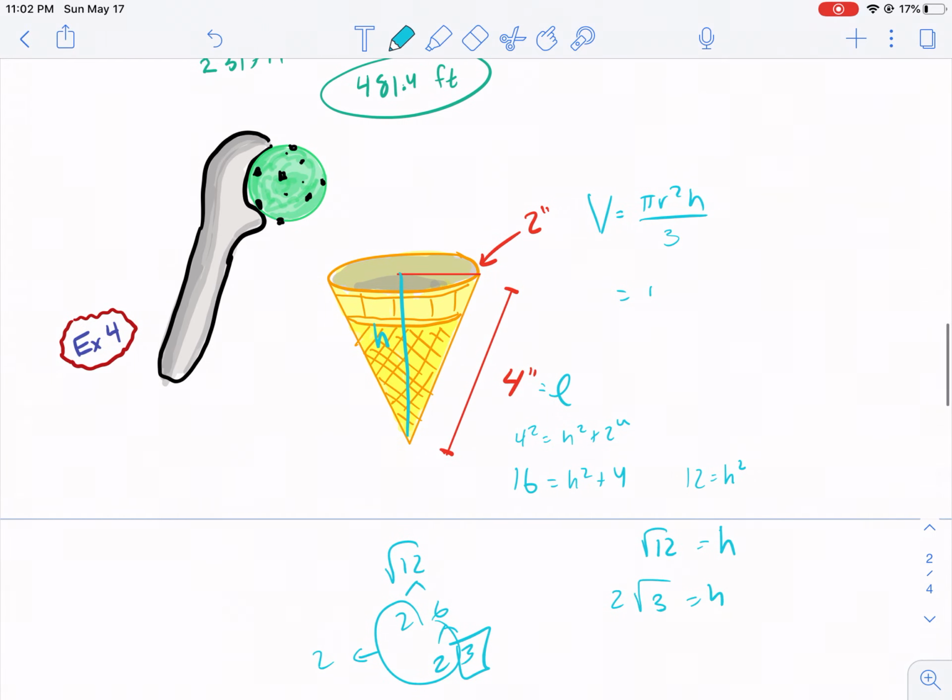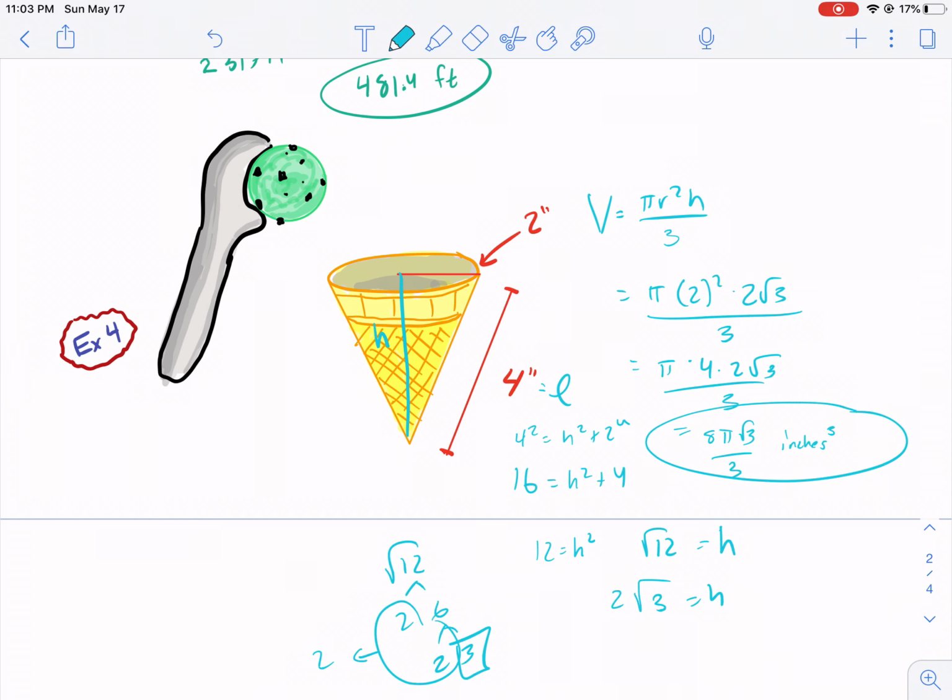We know our radius is 2, so we're going to square that, times 2 radical 3, and divide by 3. We get pi times 4 times 2 times radical 3 over 3. We end up getting 8 pi radical 3 divided by 3 inches cubed. And that is our answer.